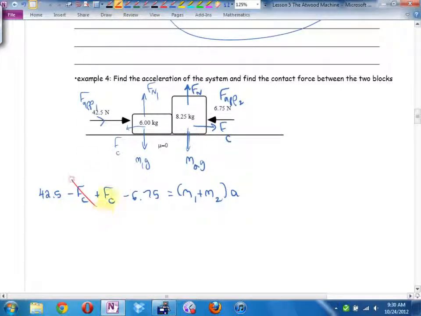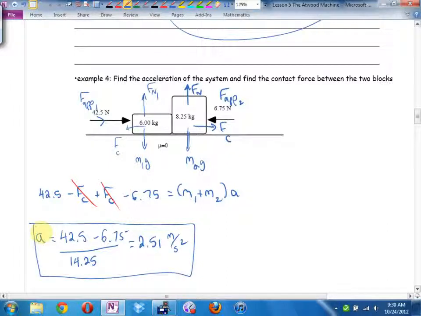We lose contact. How would I get the A by itself? It's going to be 42.5 minus 6.75 divided by both masses. You know what? I can even add those masses in my head. 14.25. What's the acceleration? Sorry? 2.51? Anyone else? So there's the acceleration.